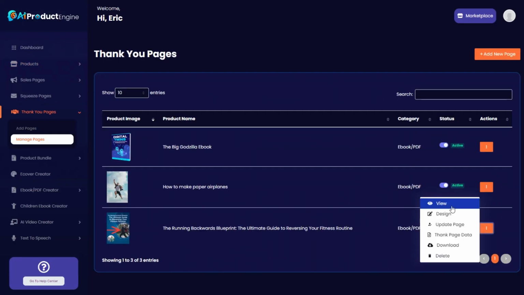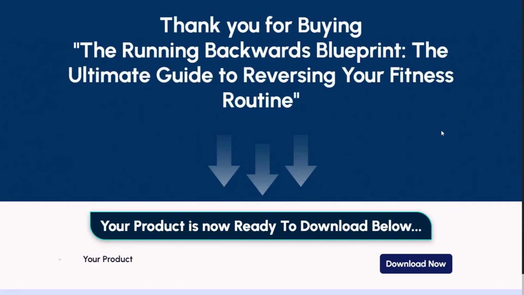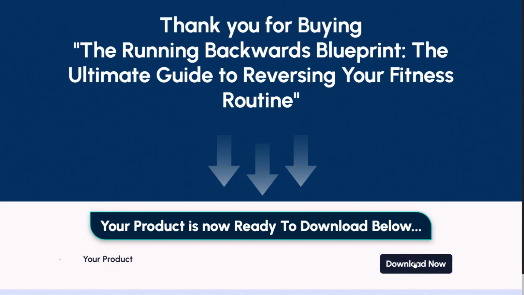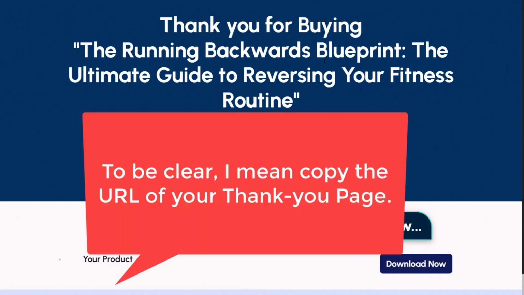Now that I've tweaked that, let me go ahead and view the page. So this is a live page, again, hosted by us, included in your membership. And if I click this download now button, it will download that PDF. It actually downloads that product, so you're delivering it on autopilot. So once again, if you're using a platform like JVZoo, you would copy this download web address and paste it into the settings for that product in your JVZoo account.